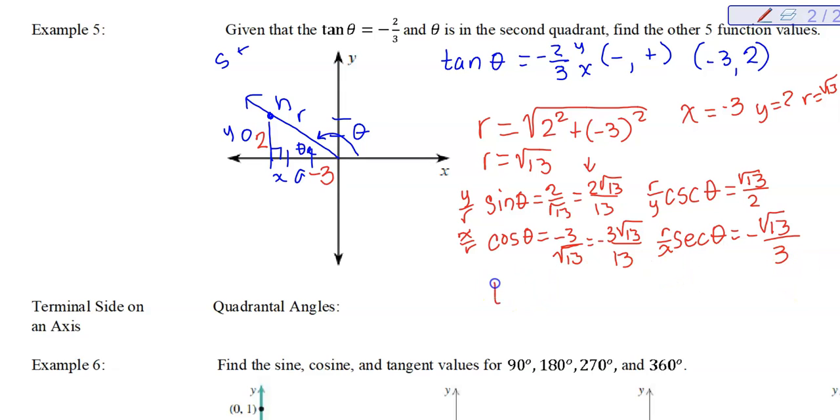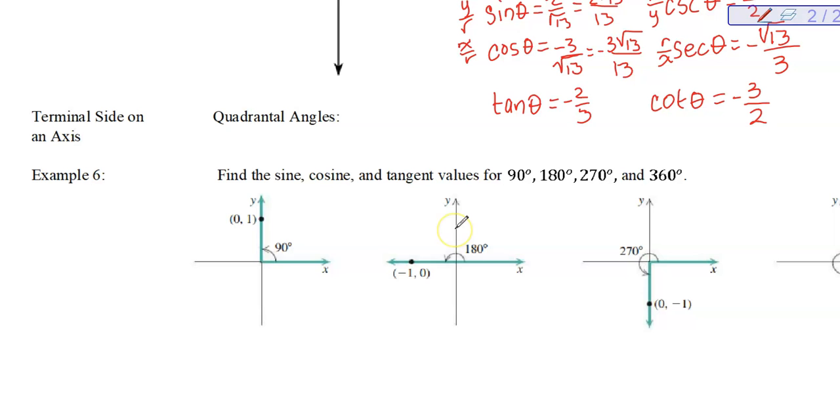But yes, tangent we already know. Tangent of theta is -2/3. So cotangent should be no problem. -3/2. So I think that one turned out to be quite a bit simpler, because you didn't have to graph some line and figure out what your tangent was. You were told what that was. All right, questions?